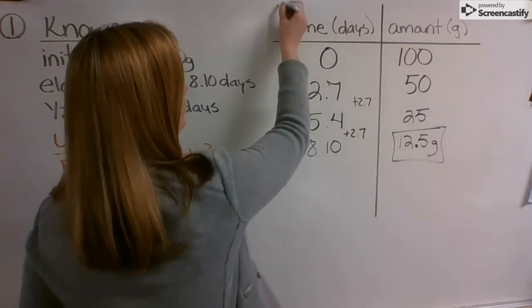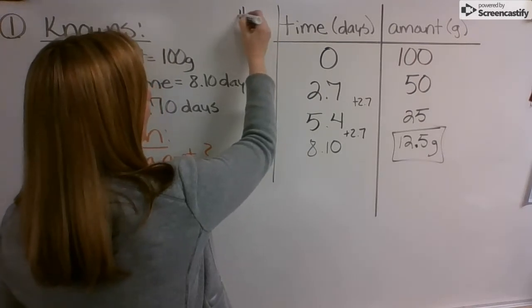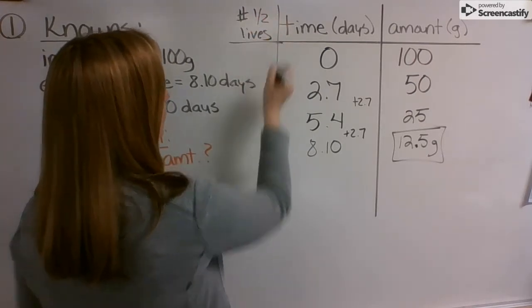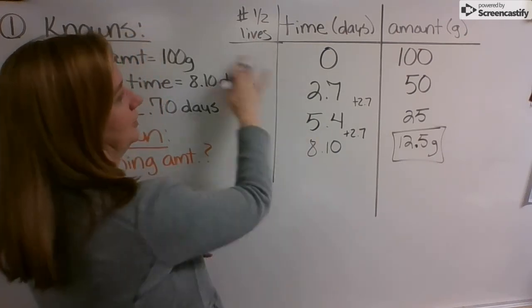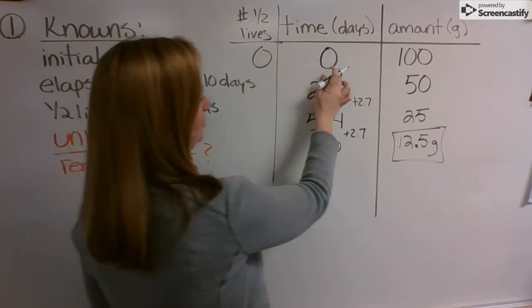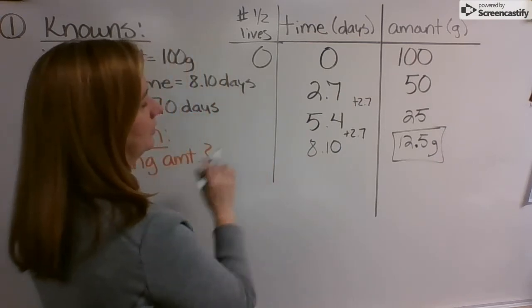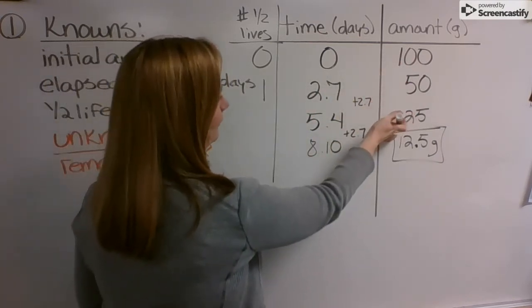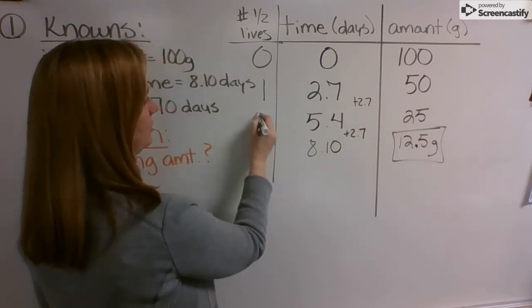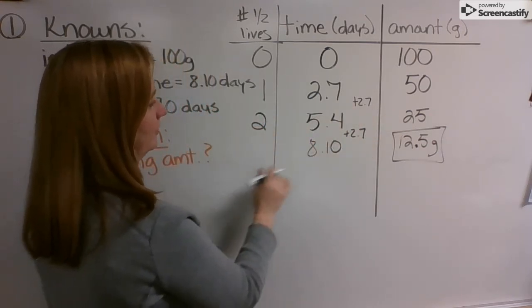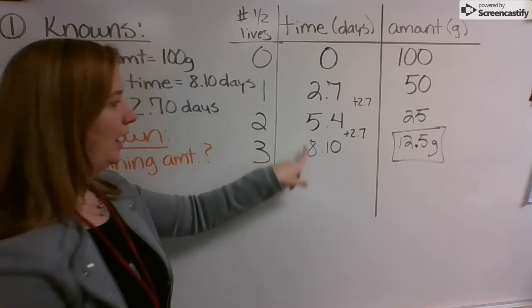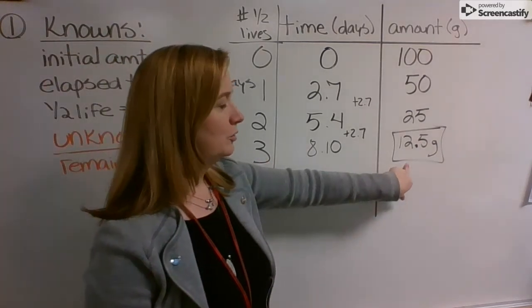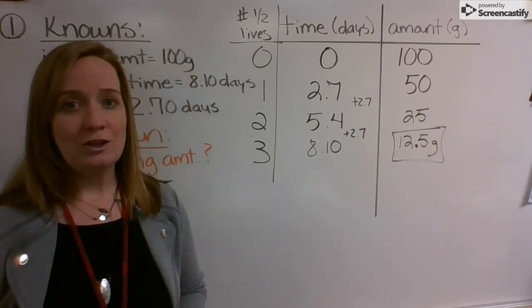If you were curious and you wanted to add in how many half-lives went by, you could add or mentally add on one more column. 0 half-lives have gone by at 0 time with 100 grams to start. I halved it to 50. That was 1. I halved the sample again to get to 5.4 days. Second half-life. And my third half-life happened at 8.10 days. And I ended with 12.5 grams. So that is another way that you can double check.